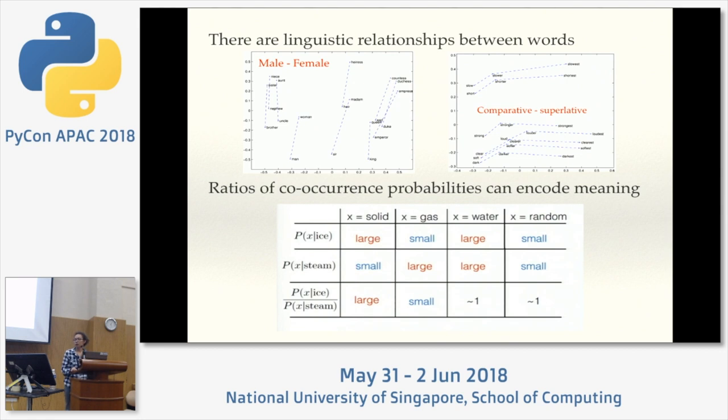There's another example: a comparative and superlative relationship, where you have slow, slower, slowest. Those are verb and adjective transformations. So there's a structure behind the language. It's just that we don't know how to measure and quantify this structure, so word embedding does that.